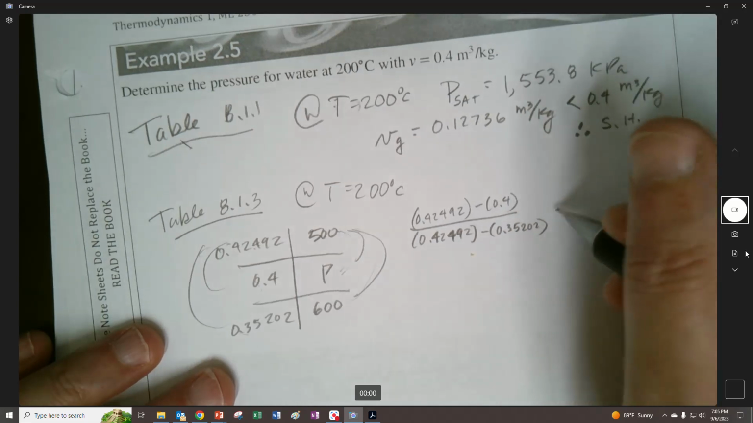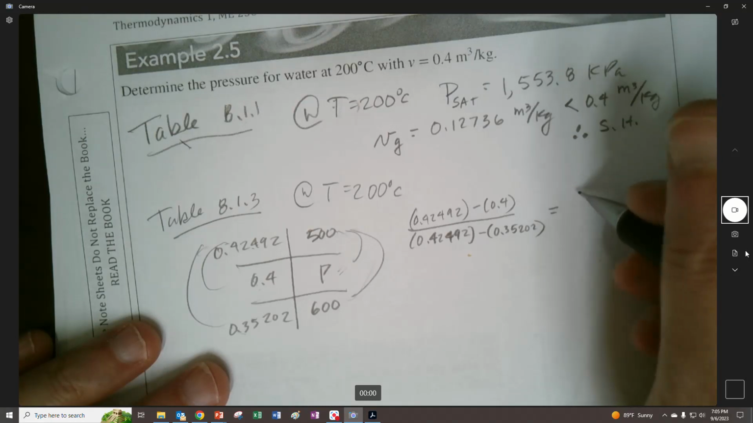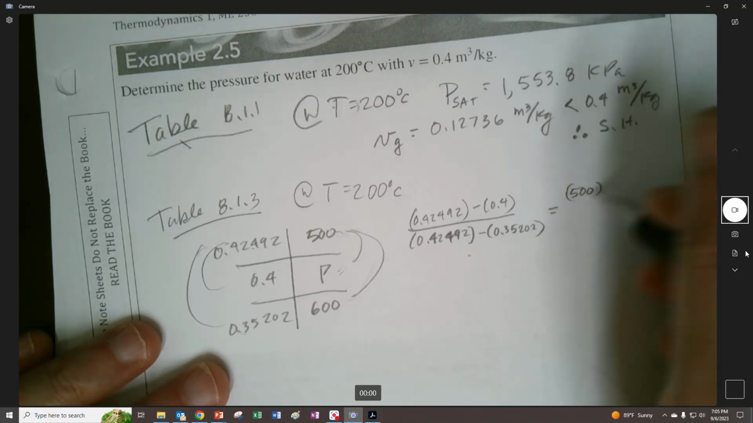0.35202. But I'm kind of tired. Had a long day. It's going to be even longer, though, so I got to get used to it. I got to go grading some things.